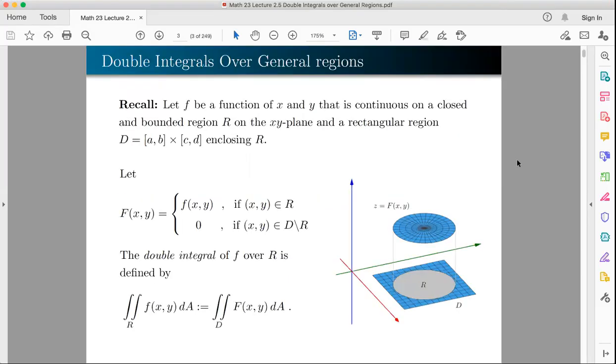So recall, if we have a function small f that is continuous on a closed and bounded region R, if this region R is not a rectangular region, then what we did was to construct a larger rectangular region D that completely encloses R. And we define a function big F to be equal to the function small f at all points in the region R. And big F is equal to 0 at all points outside the region R, but inside the region D. So we would say that big F vanishes outside R, but still inside the region D. Then we defined our double integral of f over the region R to be the double integral of big F over the region D.